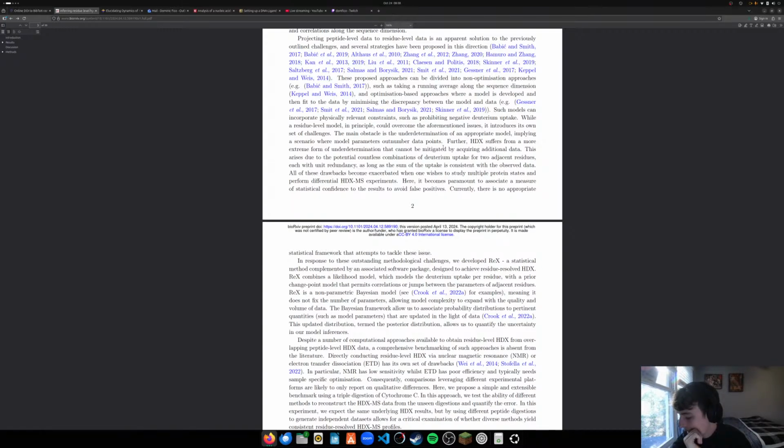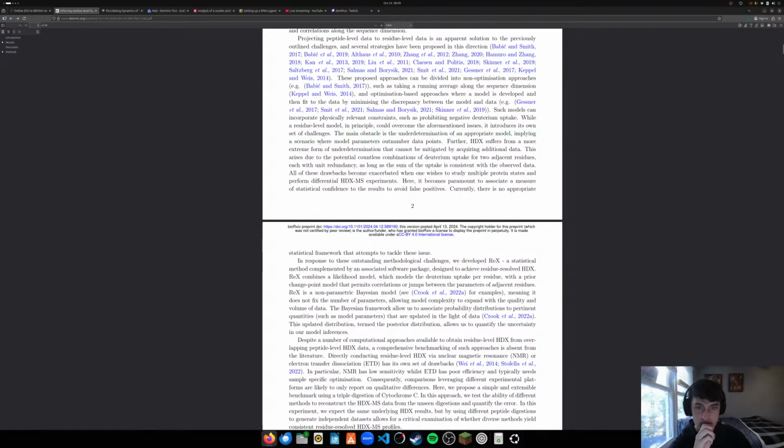Model parameters, well, actually, the surrogate model doesn't outnumber data points, so that's a good thing to mention in my paper.